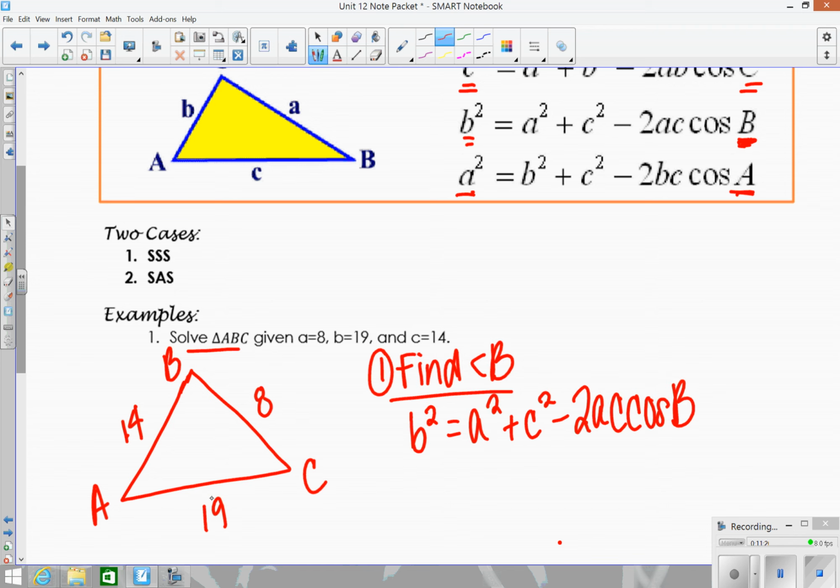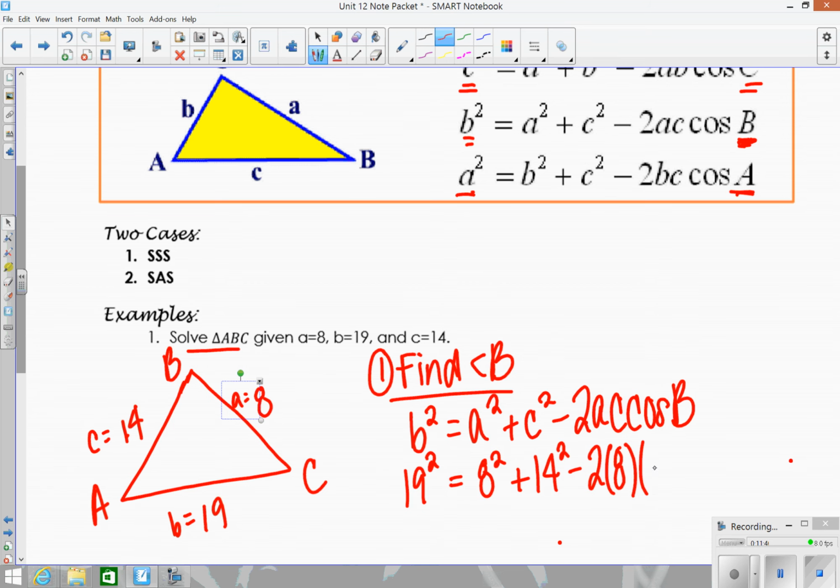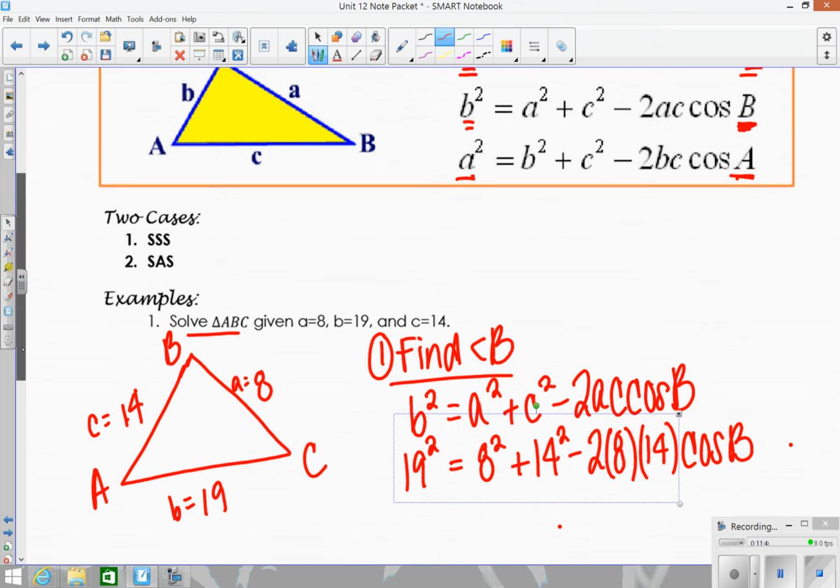We know that b, so let me just put the letters in here. So this is A, this is C. So B is 19, A is 8, C is 14, minus 2 times A, which is 8, times C, and then cosine of B. So my variable here is capital B, the angle B.